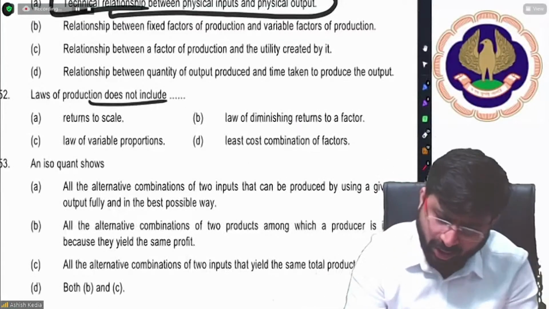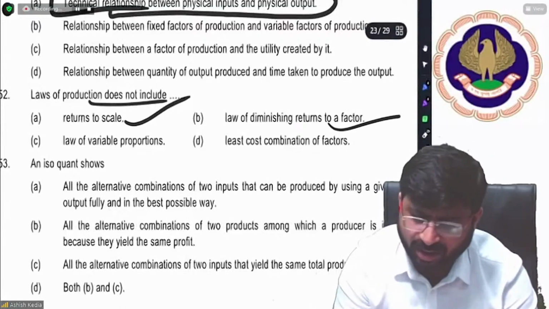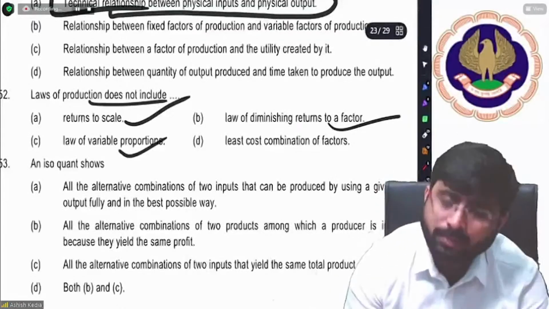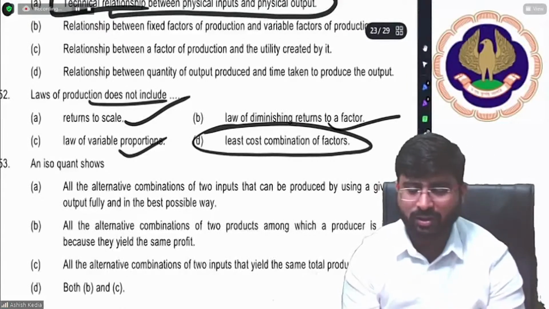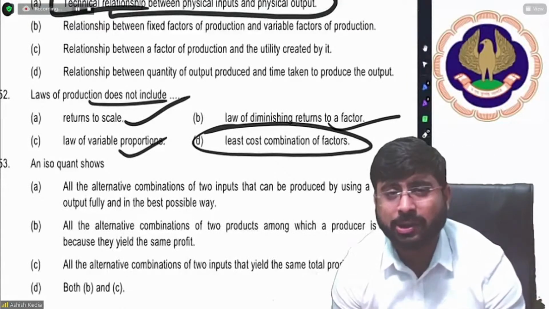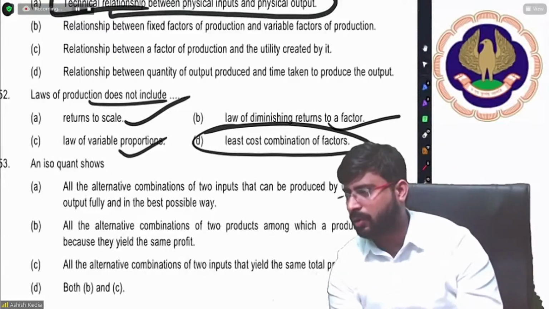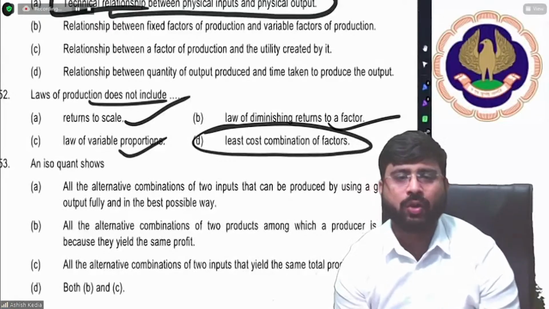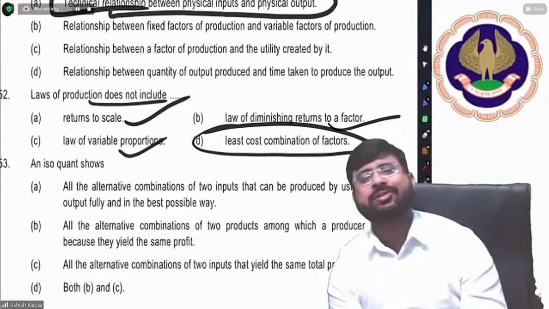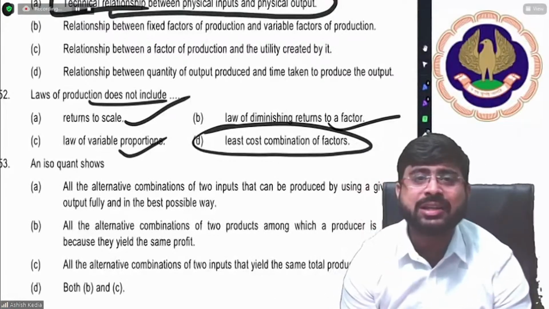A, returns to scale, it is there. Diminishing returns of factor, it is there. Variable proportions, it is there. So it does not include the least cost combination of factors logic. And so 52D is our answer.